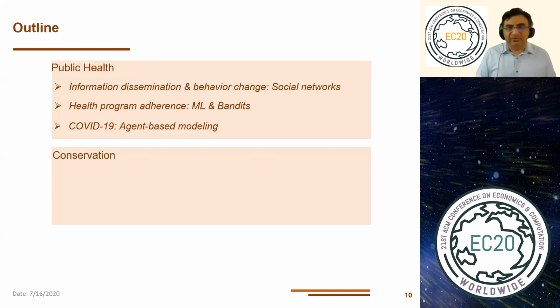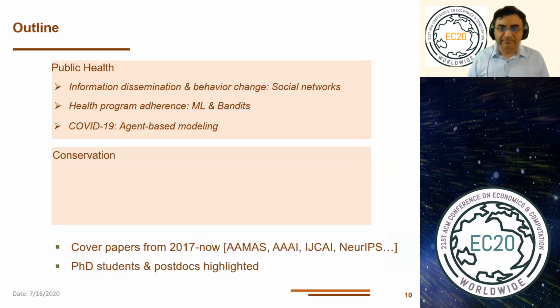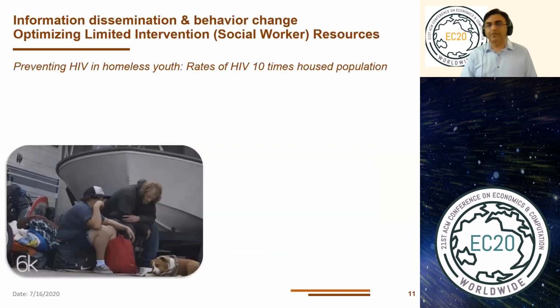I'll start with information dissemination in social networks, talking about health program adherence and then agent-based modeling. I'll cover papers that we've written from 2017 to now in conferences such as AAMAS, AAAI, and others. I'll highlight the role of the key PhD students and postdocs by putting up their picture in the top right-hand corner. There are many other collaborators, including those in the audience. I will have their names on a slide right at the end to acknowledge all the contributions from my co-authors. So let's start with the social networks.